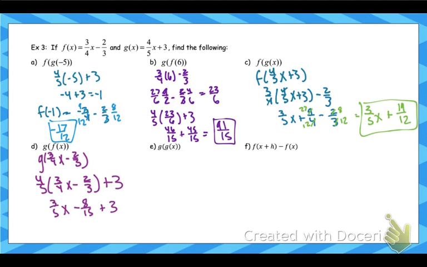Need to get a common denominator, so that 3 is going to get multiplied by 15 top and bottom. So that gives me 3/5 x plus 45 minus 8, which is 37 over 15.